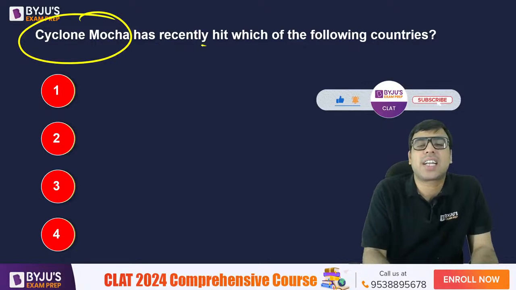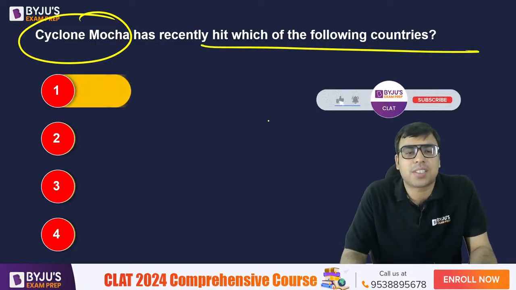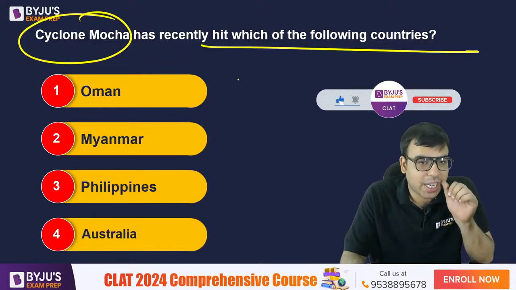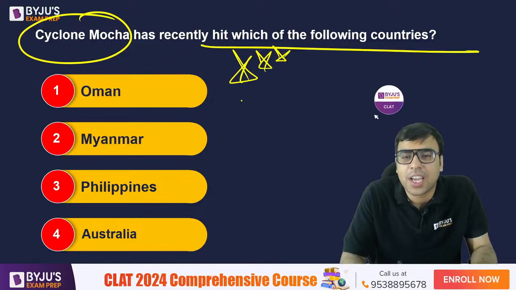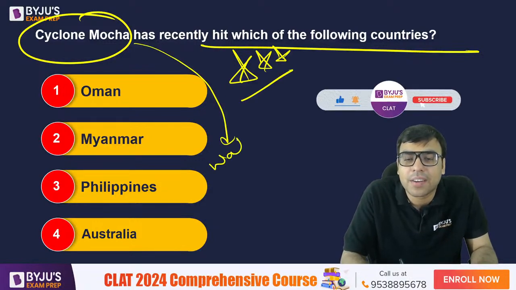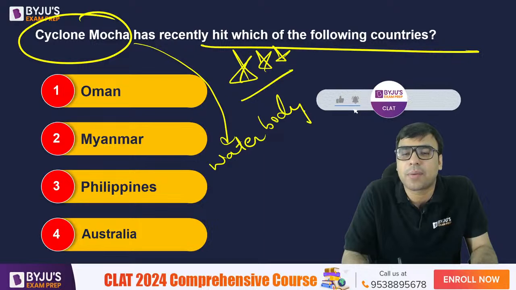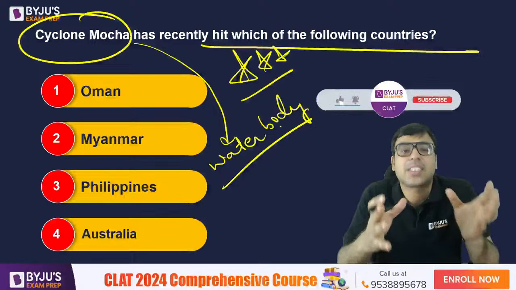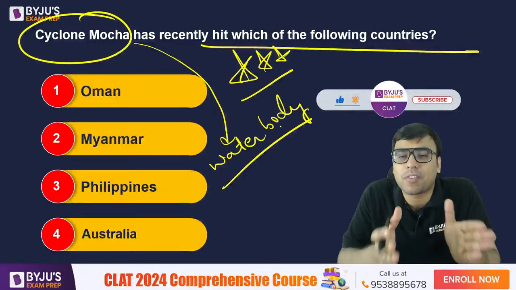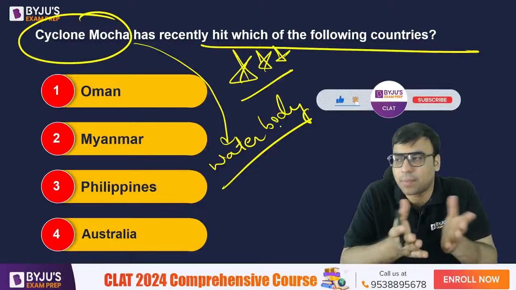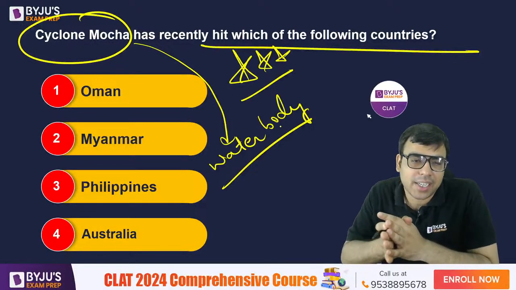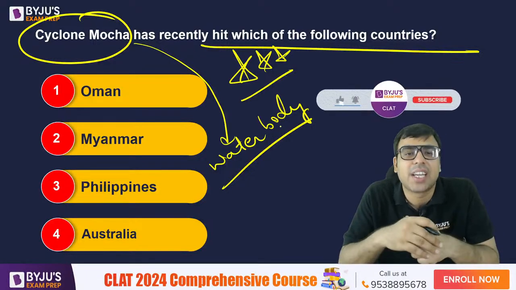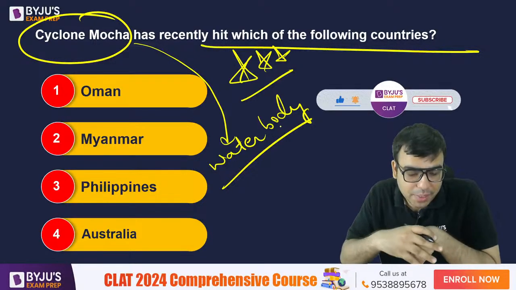Cyclone Mocha has recently hit which of the following countries? Your options are Oman, Myanmar, Philippines, Australia. Very, very important, star market. And please tell me in which water body it came. कौन सी water body में? मतलब like for example, Indian Ocean, Pacific Ocean, South China Sea, Bay of Bengal, Arabian Sea, like that. I'm asking in which water body this cyclone emerged. Which country is the victim of cyclone Mocha? बताइए.